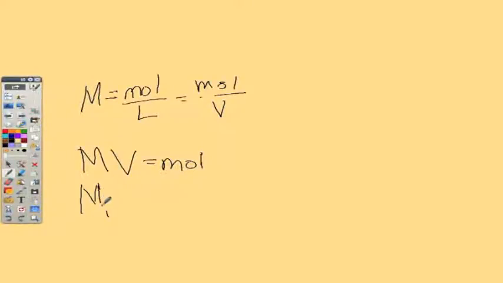Finally, when changing the molarity of a solution, M1V1 equals M2V2. This means that the initial molarity and volume multiplied together are equal to the new molarity and volume. So, if you know the initial molarity and the initial volume of a solution, and you know what the new volume is, you can find the new molarity.